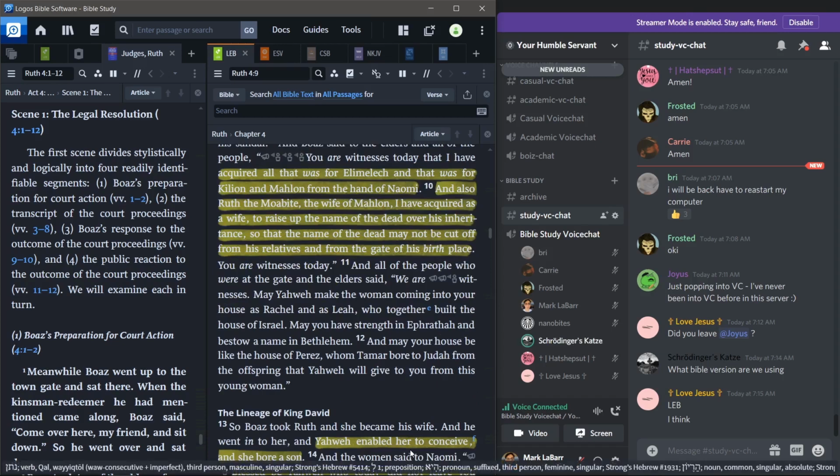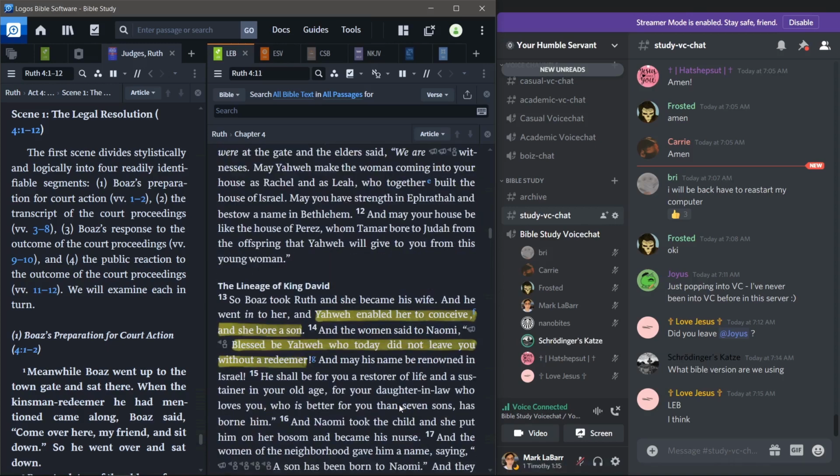May Yahweh make the woman coming into your house as Rachel and as Leah, who together built the house of Israel. May you have strength in Ephrathah, and bestow a name in Bethlehem, and may your house be like the house of Perez, whom Tamar bore to Judah, and the offspring that Yahweh will give to you from the young woman.